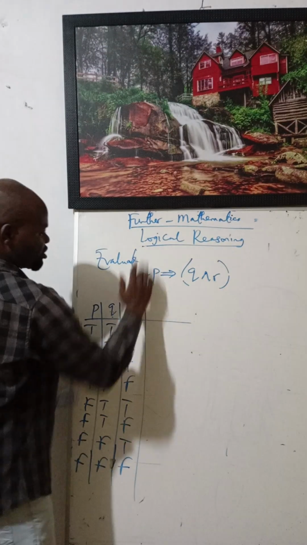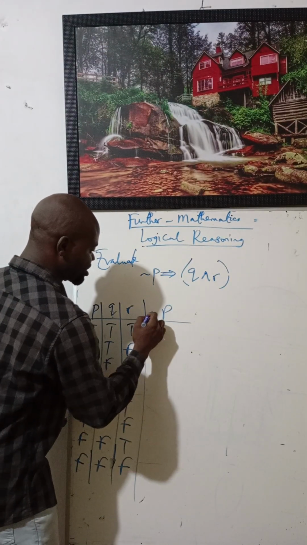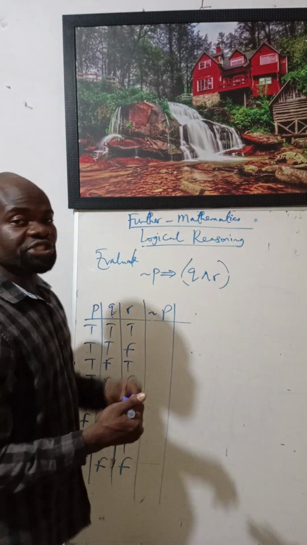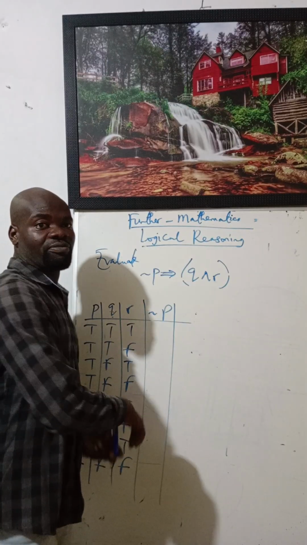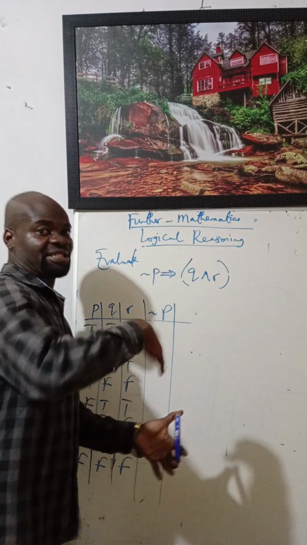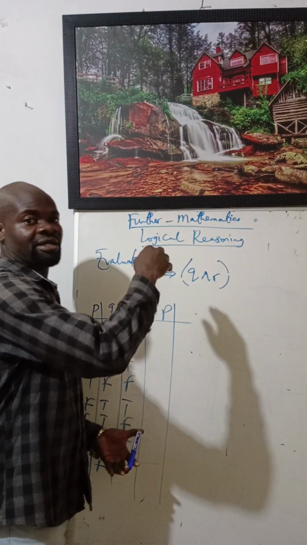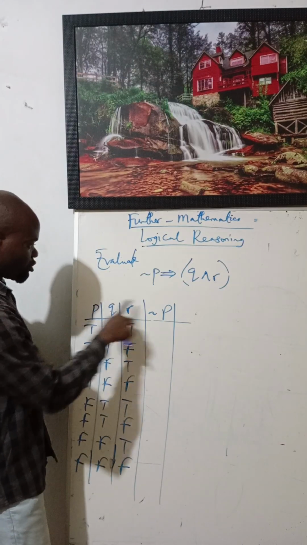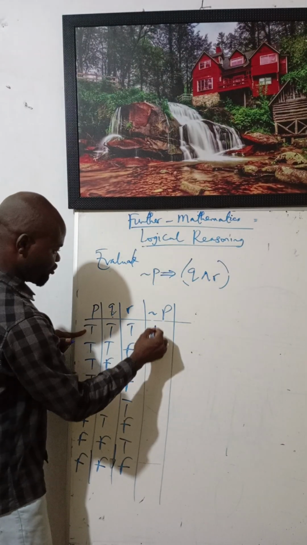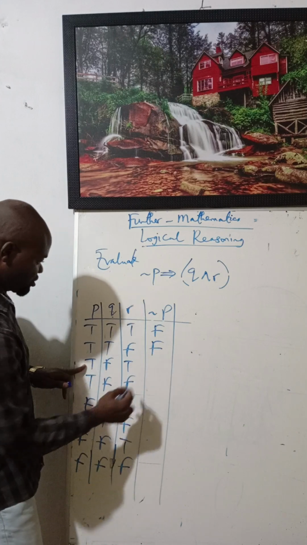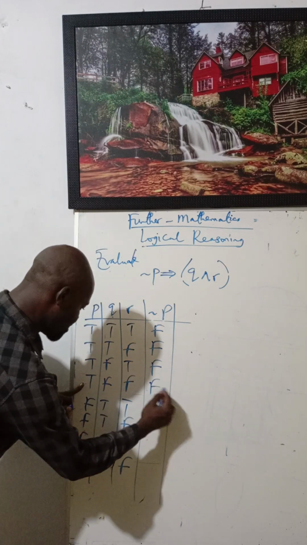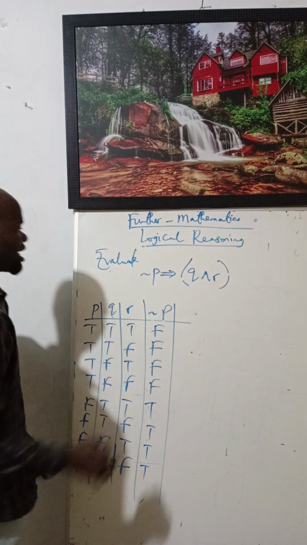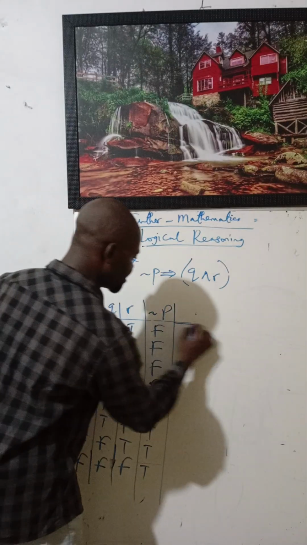So the first one is what? This is negation, negation P. What's the rule for negation? If a statement is true, the negation will be false, the opposite, and vice versa. If the statement is false, the negation is true. So P goes to negation P. True gives false, true gives false, true gives false. False gives true, false gives true, and false gives true. That's negation P.